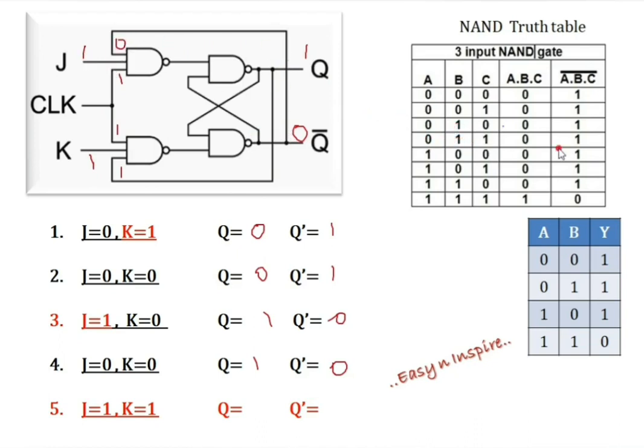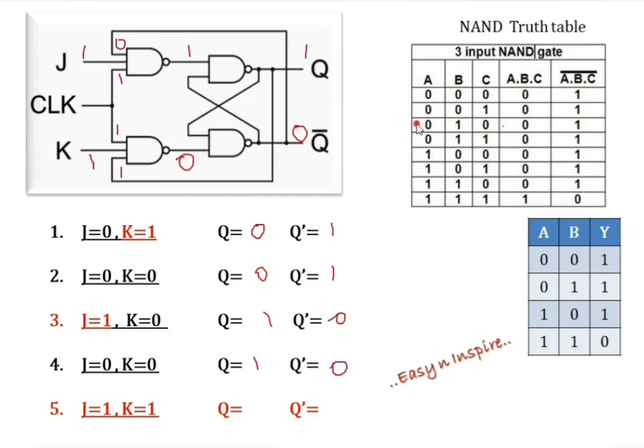0, 1, 1 results 1. See here, 0, 1, 1 results 1 here. 1, 1, 1 results 0 here. 1, 1, 1 results 0. Now one input is known. I'm taking one more color here. One input is known. Whatever the other input may be, it results. Please pay attention. One input is known.